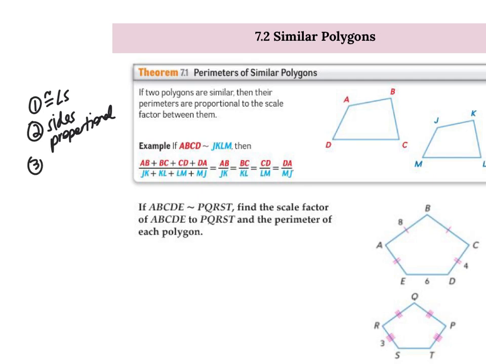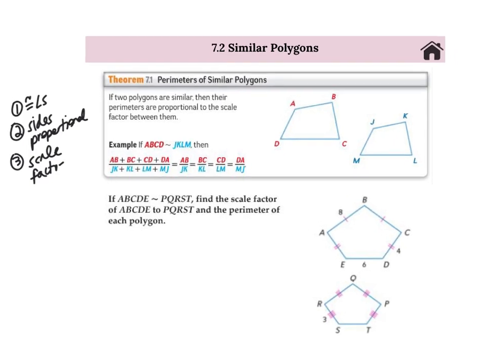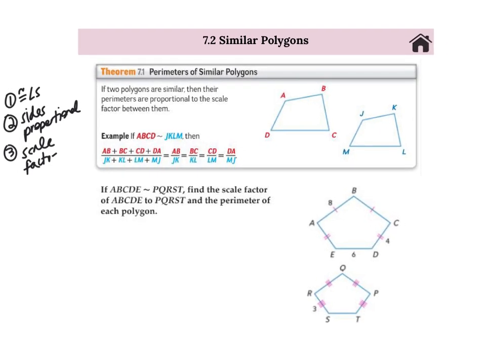We know the scale factor is the difference between the two images, okay? So let's see what happens when we put all of those together. If we're looking for the perimeter of a similar polygon, we know that when two polygons are similar, their perimeters are proportional to the scale factor, okay? So the perimeters will match the scale factors of the polygons, or they'll be proportional.